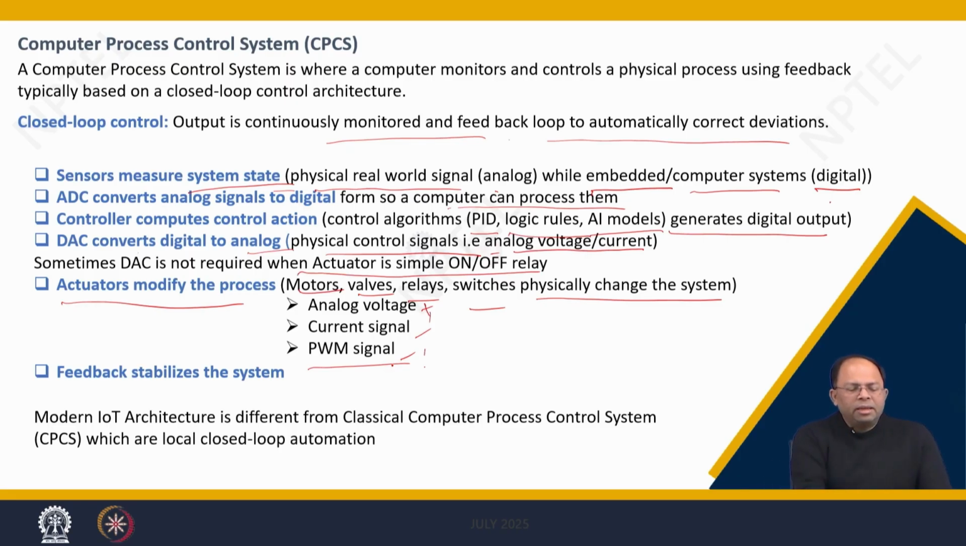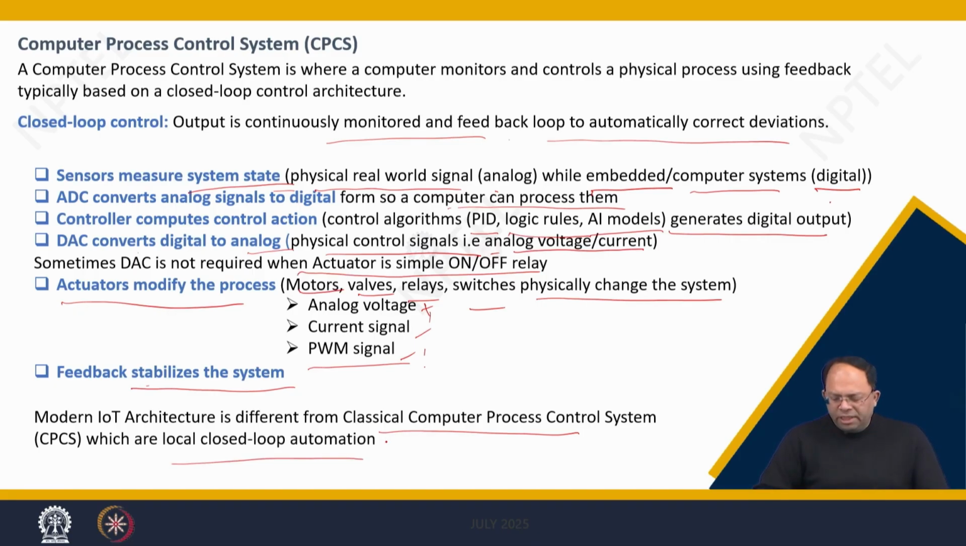Finally, there is the feedback, and the feedback that we get from the actuation process is used to further stabilize the system. So this is the computer process control system. But modern IoT architecture is different from this classical system, even though sometimes we assume that the classical computer process control system is nothing but IoT, and of course the data is transmitted over the internet. But that's not all. These systems are just for local closed loop automation, but in IoT we are doing much more.